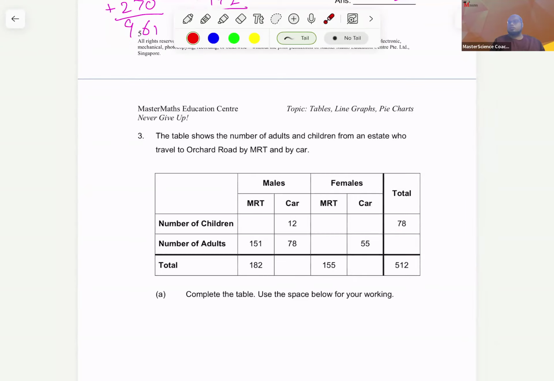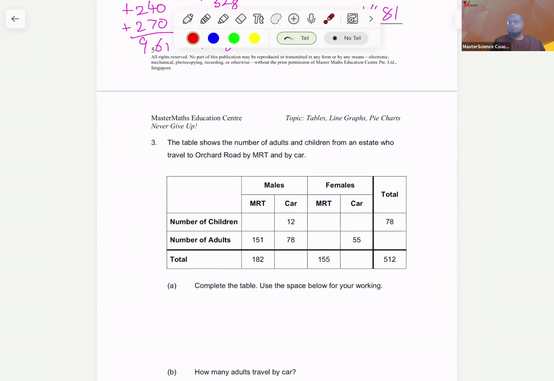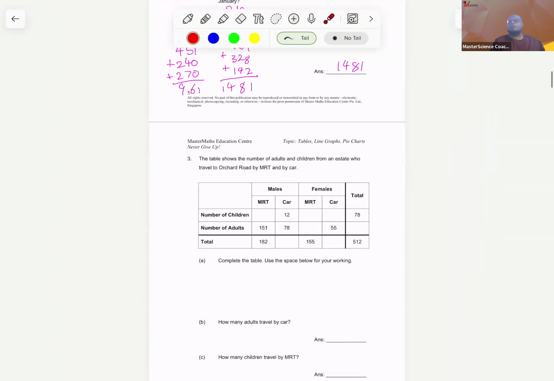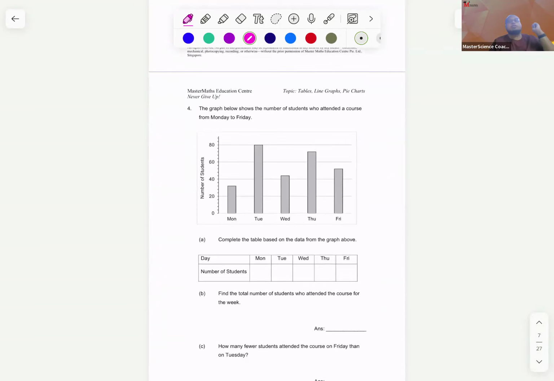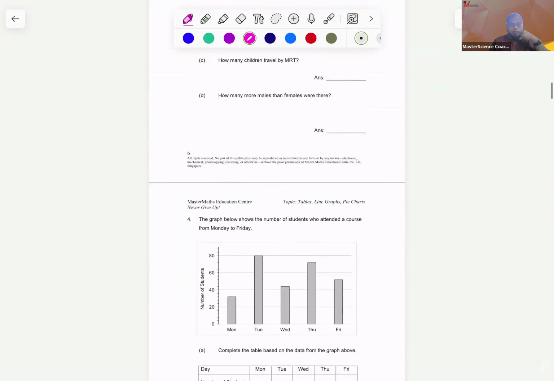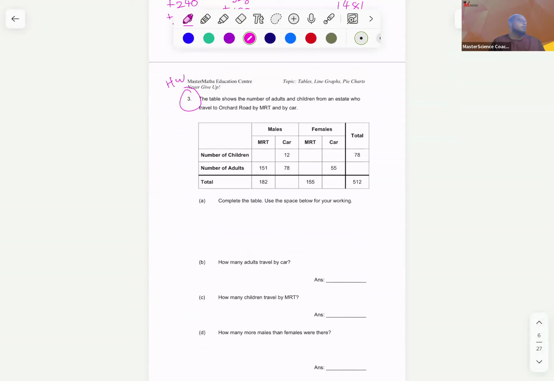Okay? Iman, understood? Confirm? Next week, don't come back and tell me, Coach, I don't know how to do. Because I want you to be ready, as homework. Question 3, try as homework. Same thing, try to fill up the table first. Then you answer B, C, and D. Then next week, we will discuss bar graphs together. For today, just the table.